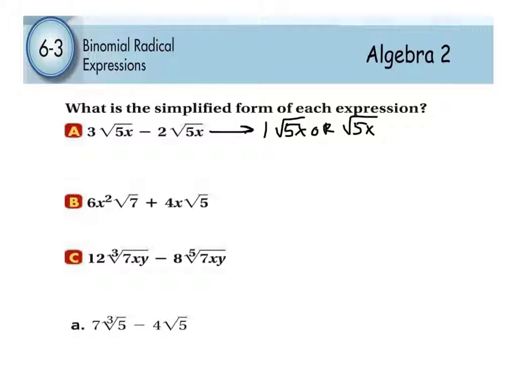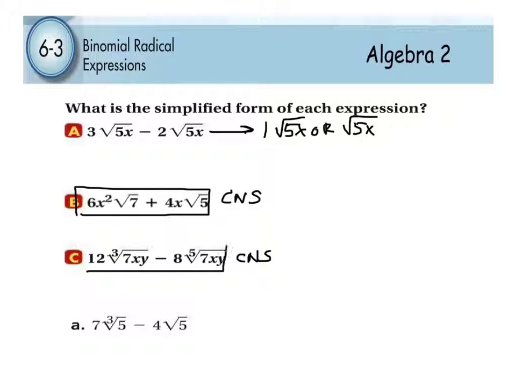Okay, problem 2. You notice here we have a square root of 7 and a square root of 5. These do not have the same numbers underneath. You cannot simplify it. It has different numbers underneath the root. So essentially, this is just as far as I can go. Third one, you have the cube root of 7xy and the fifth root of 7xy. Well, the roots aren't the same. So in this case, I cannot simplify. That's as far as I can go. The roots are not the same. The indexes have to be the same.